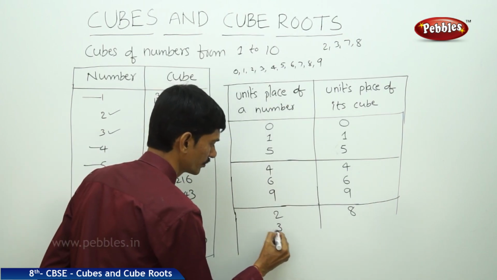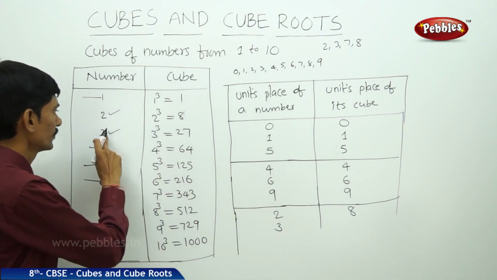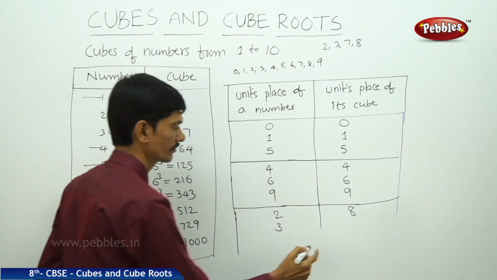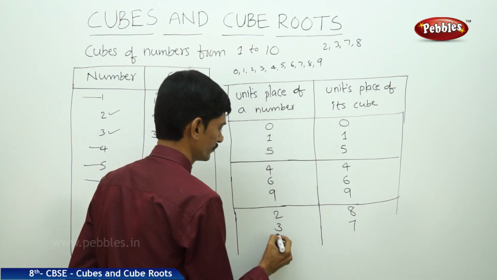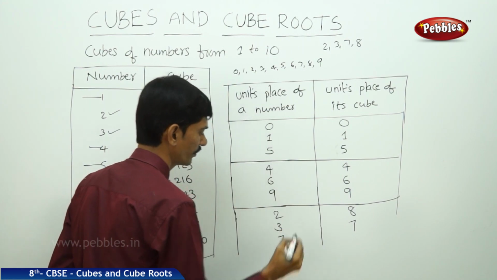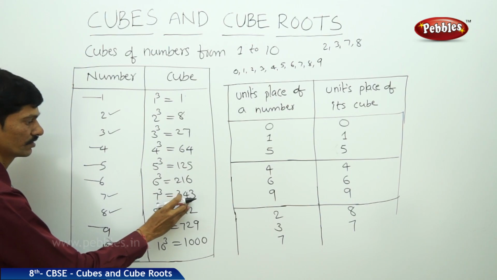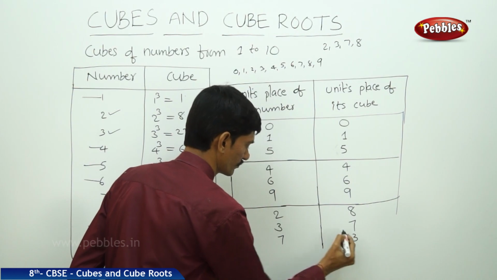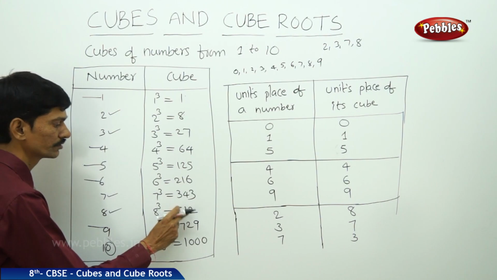Next, with a 3, the units place of the cube is 7. Next, if the given number ends with 7, then what about the units place of the cube? It is 3. If the given number ends with 8, then its cube ends with 2.